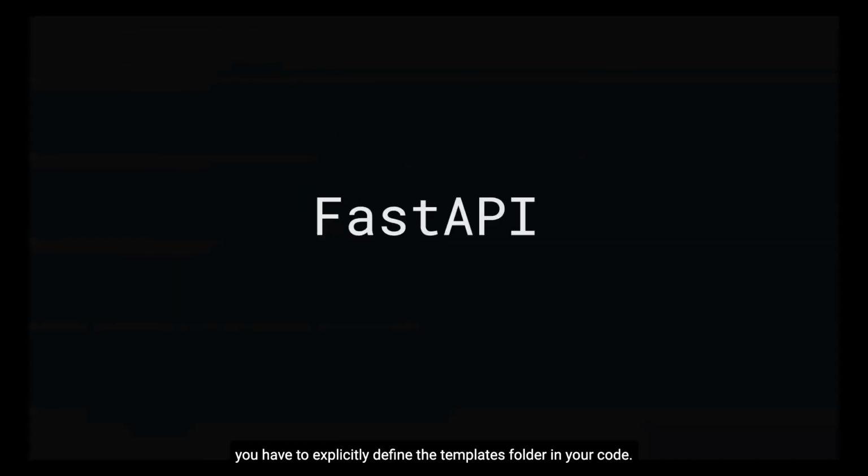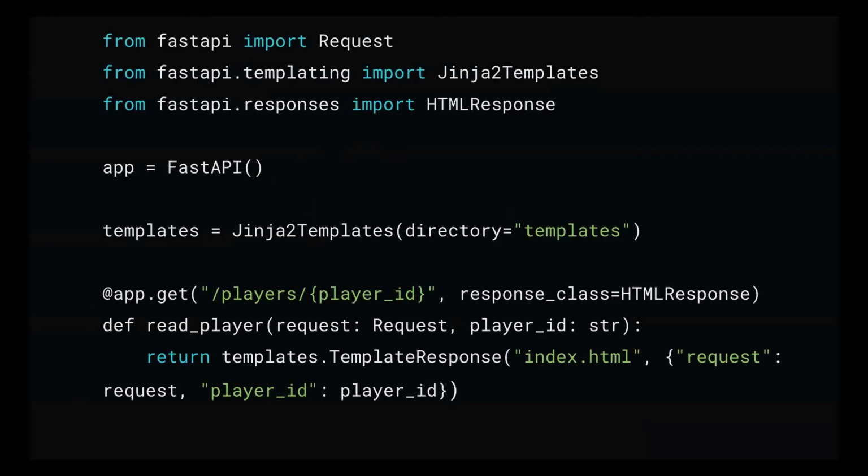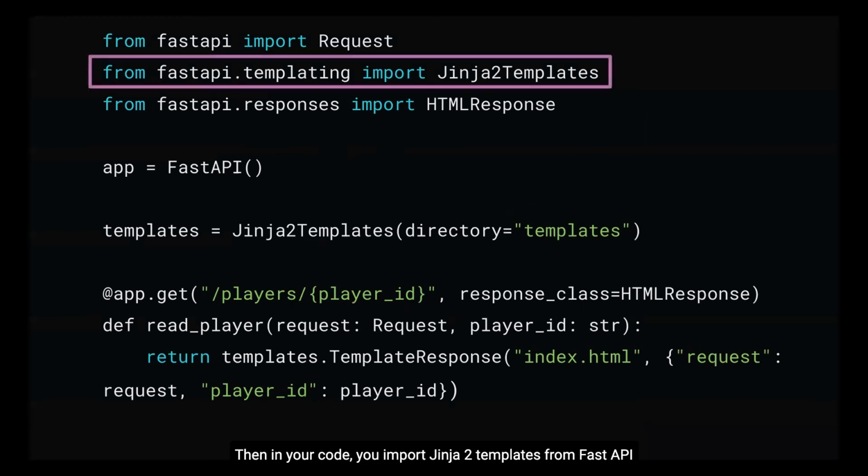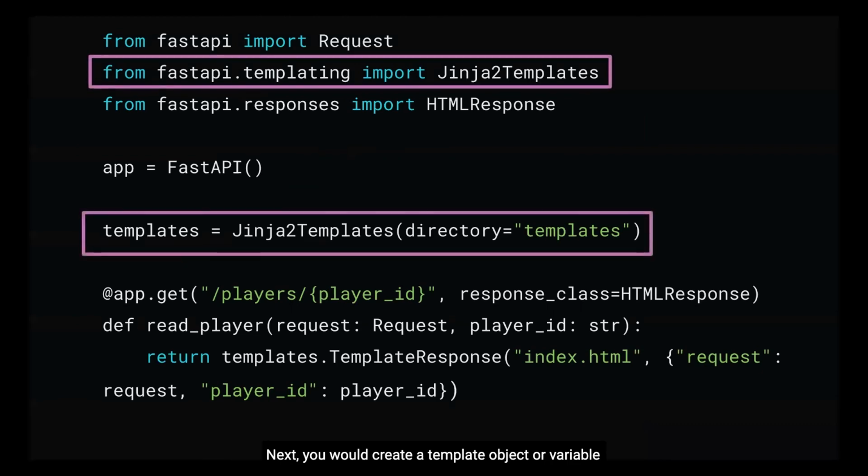In FastAPI, you have to explicitly define the templates folder in your code. So the first thing that you can do is create the templates folder, right, in your project directory like we did in Flask. Then in your code, you import Jinja2Templates from FastAPI, like so. Next, you would create a templates object or variable that you can reuse later.